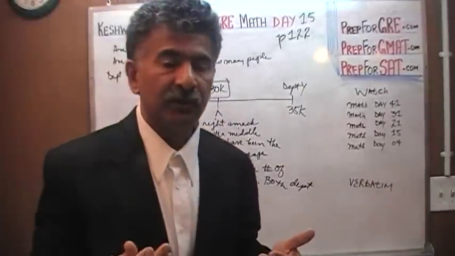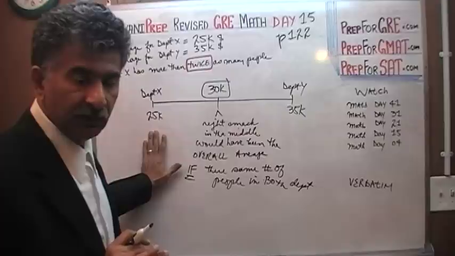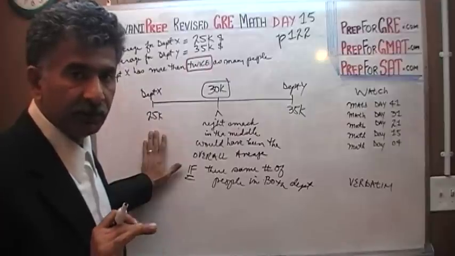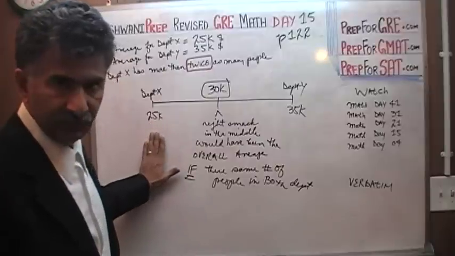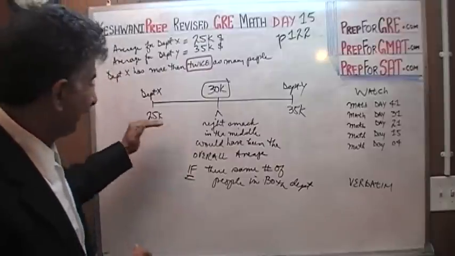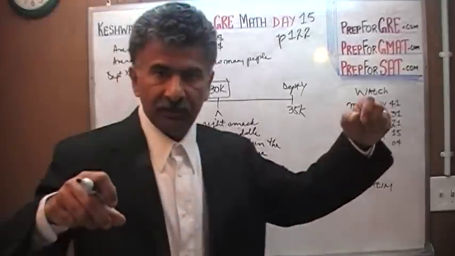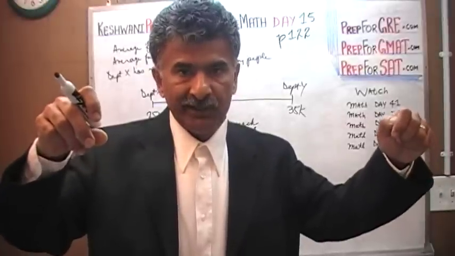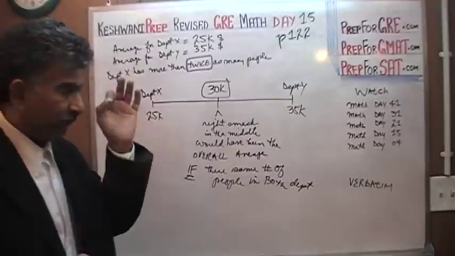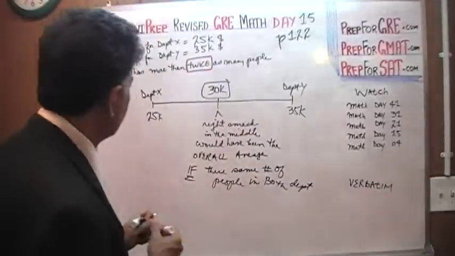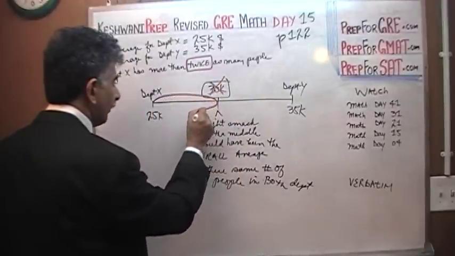But because we are told that there are more people in Department X, forgetting for the time being that there are more than twice as many, simply having more people in Department X means that the average is going to be tilted towards this end, towards the left-hand side. Think of this as a balance. Whichever side has more weight, the average is going to be tilted towards that. Therefore, the overall average is not going to be this. The overall average is going to fall somewhere in this range.